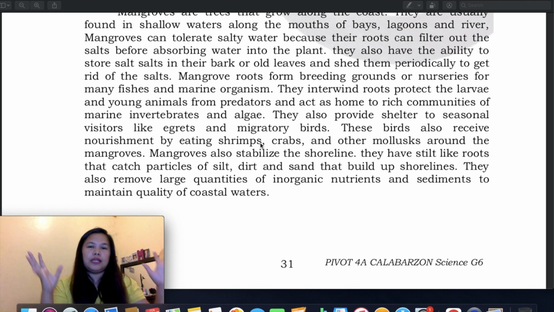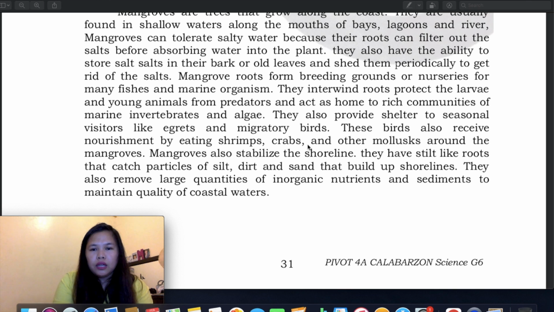So, here, these birds also receive nourishment by eating shrimps, crabs, and other mollusks around the mangrove. So, yun po, nung nag-study pa ako nung college, meron kaming field study about this, pupunta talaga kami dito. Nakakatakot lang is nandun yung mga monitor lizard, snakes, mga shrimps, mga crabs, nandun sa ilalim.